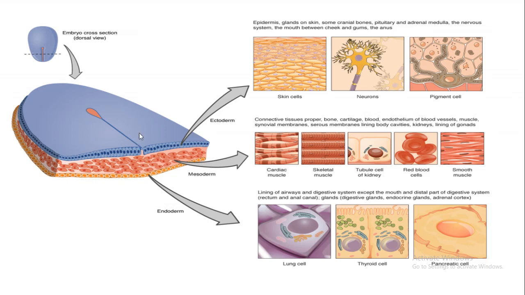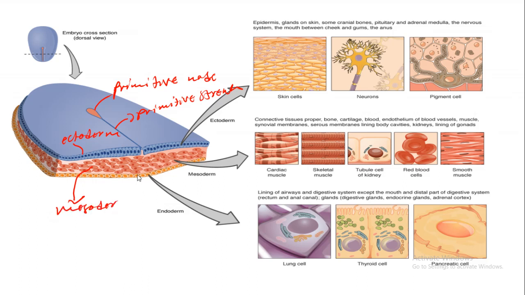Like you can see, this diagram is a very important diagram you need to know. This part here is the primitive node. So this is known as the primitive node, and then this is the primitive streak, which you need to make sure that you know. Then this layer is the ectoderm, which comes from the epiblast, and then there you have the cells of the mesoderm.